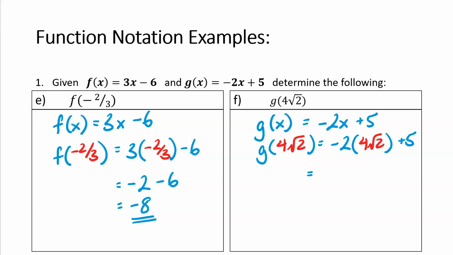-2 times 4√2 is -8√2. Can't simplify that any further. Plus 5. And we can't add those two together because this 5 doesn't have a √2 on it, so they're not like terms. That's your final answer there.